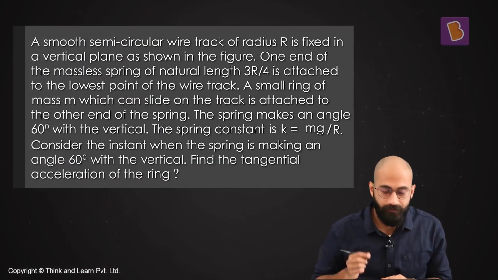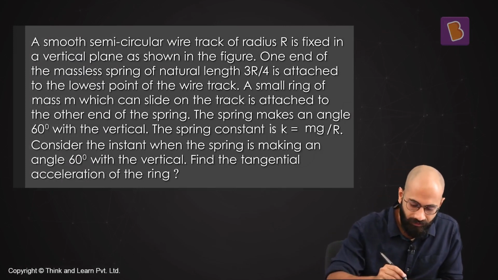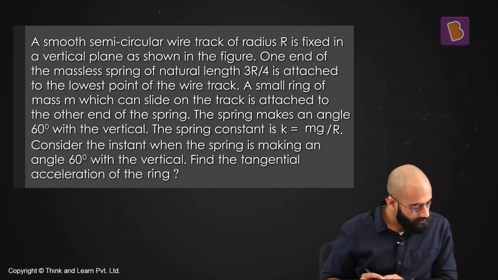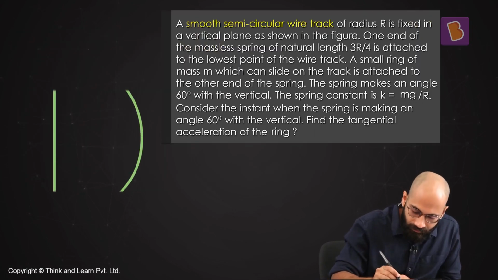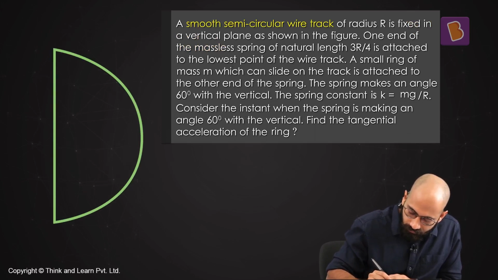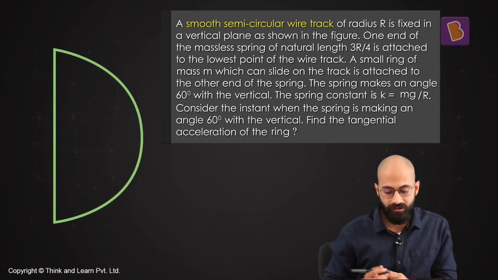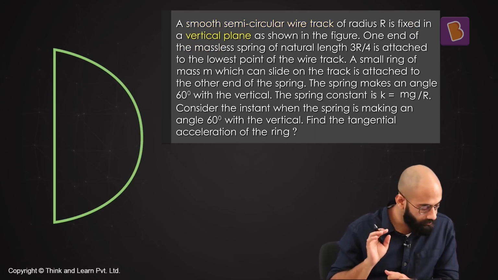Cool. So here we have a very nice problem. I really like this problem. So let's go ahead and solve it. It says that there's a smooth semicircular wire track like this. The point to note is that it's smooth, which means there's no friction, okay? And it's in the vertical plane.